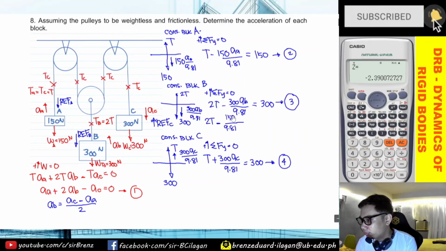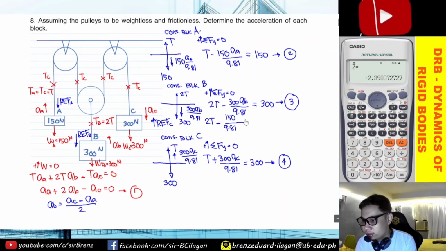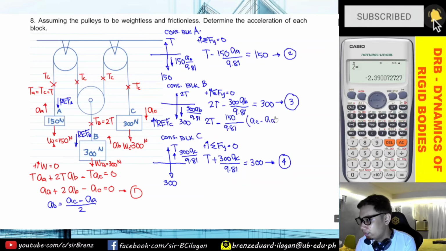Dito lang nanggaling yan 300. So again, itong A sub B ko is may over 2. So 300 over 2 is 150, para ang natitira na lang sa loob ay A sub C minus A sub A. Okay?